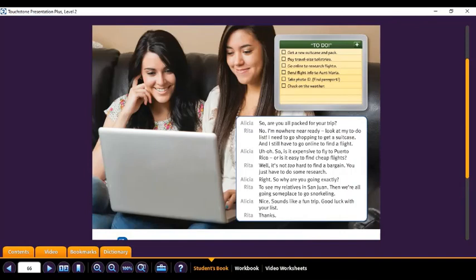Go snorkeling. Go snorkeling before a trip? Before, yes, before a trip. Okay.